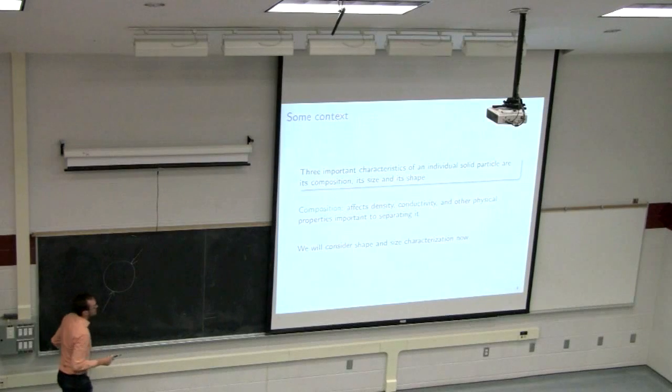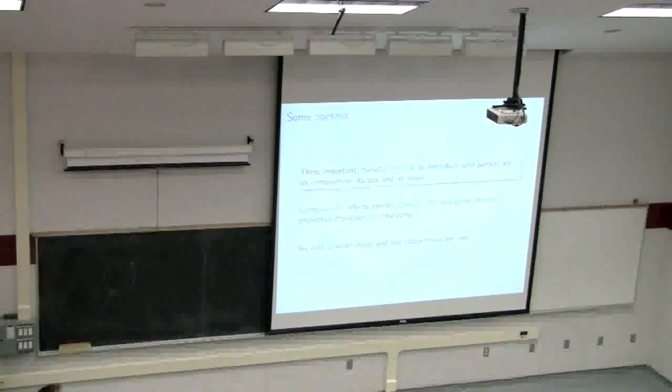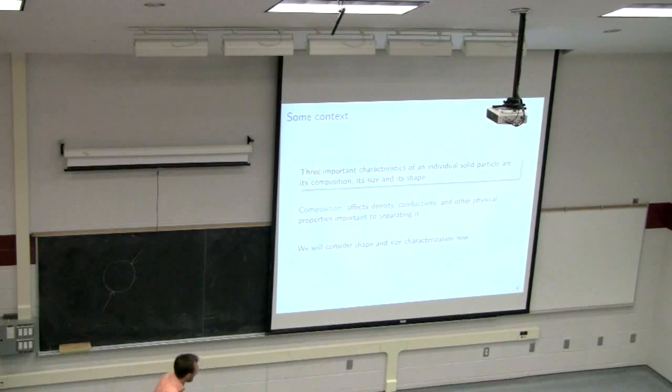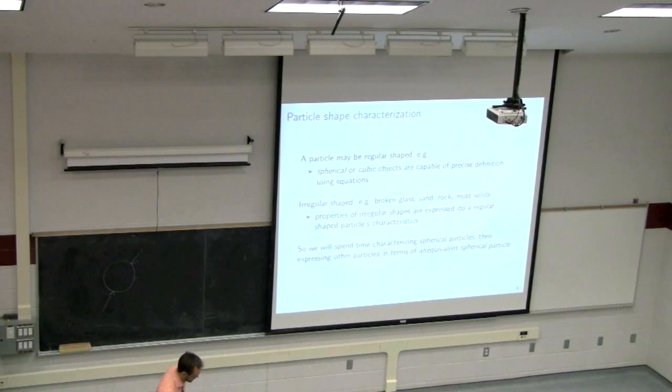But can we take our non-circular particles and approximate them as circular particles? And how can we do that? And that's what we're going to consider in this section. And I'm only going to focus on shape and size and focus on how we can characterize that property of a particle. So, as I said, most particles we'll deal with are non-circular: broken glass, sand, rock. Every industry that deals with solids will encounter this problem.